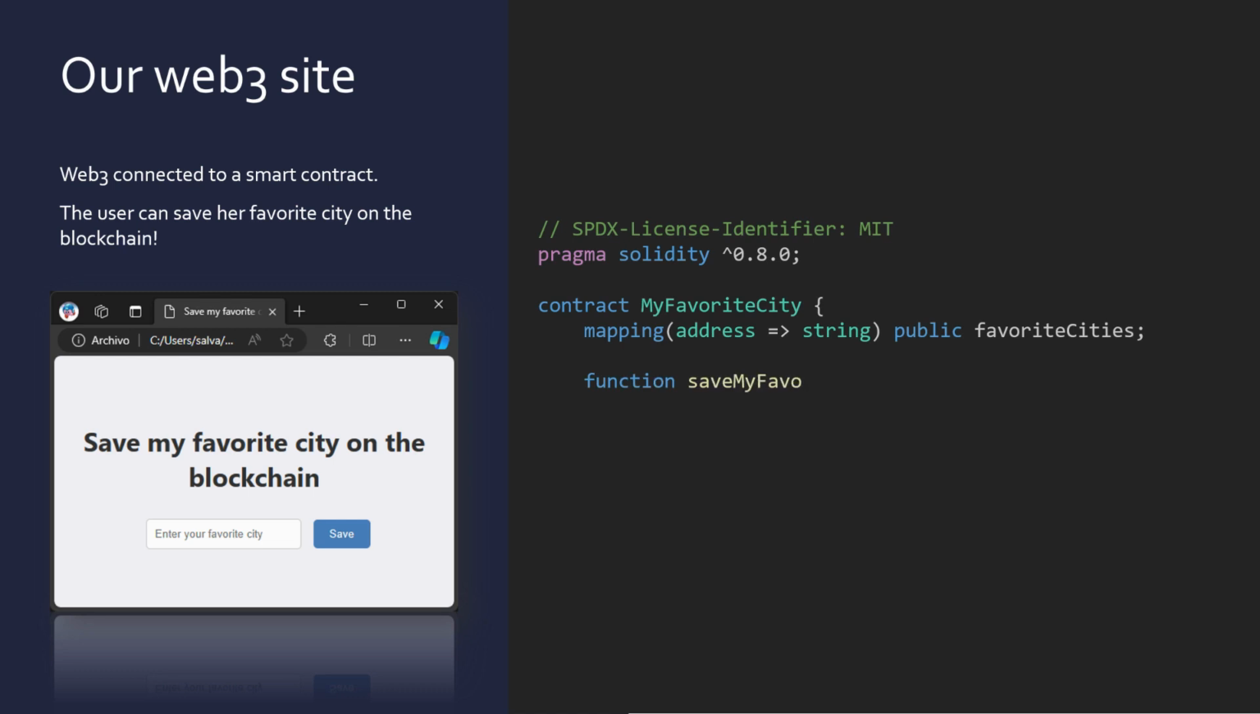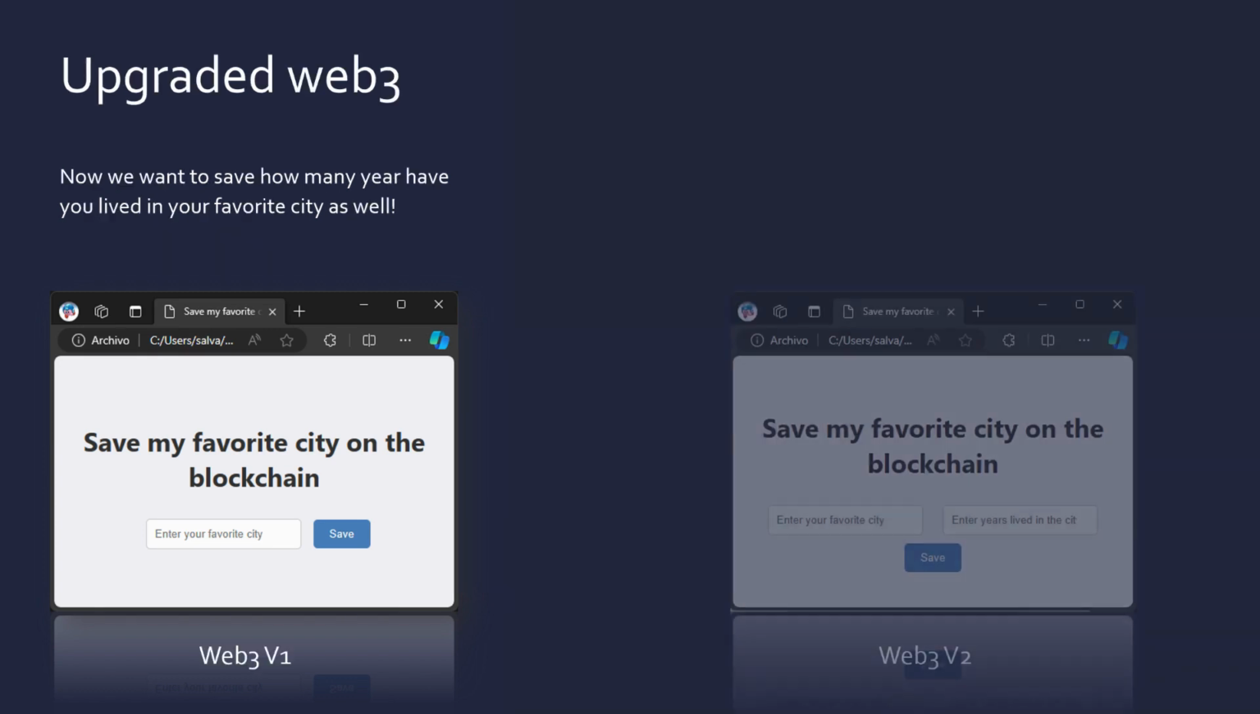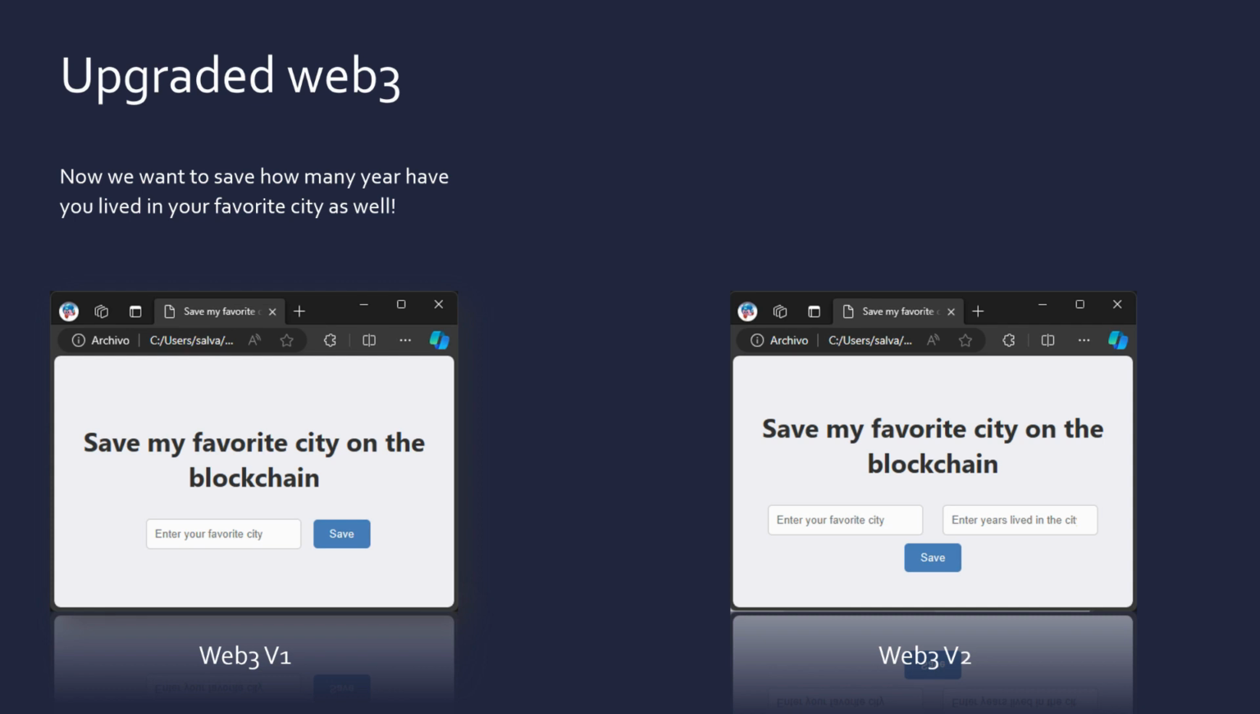Let's say that we have a Web3 site to store the user favorite city on the blockchain. The website and the code of the Solidity contract could look like this. We can store the cities in a map using the user address as key. After some time, we decide that we need to store not only the user favorite city, but how many years has she been living there.